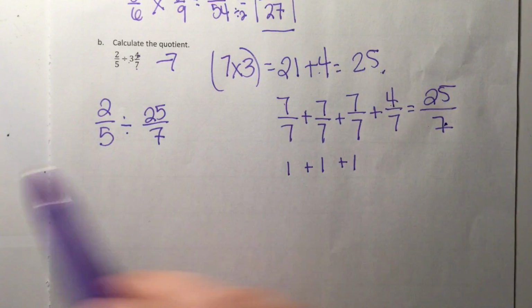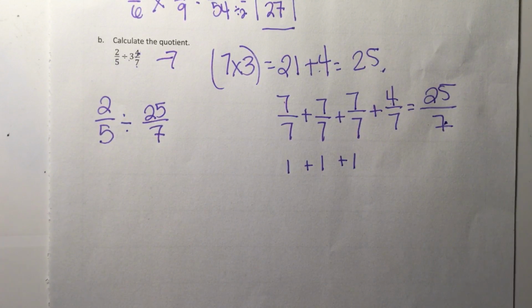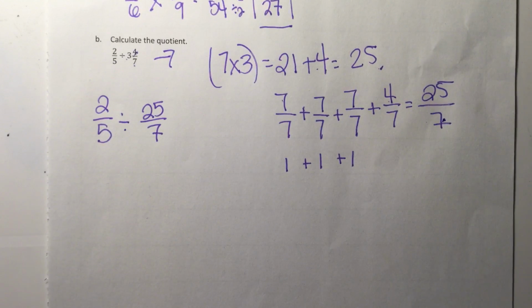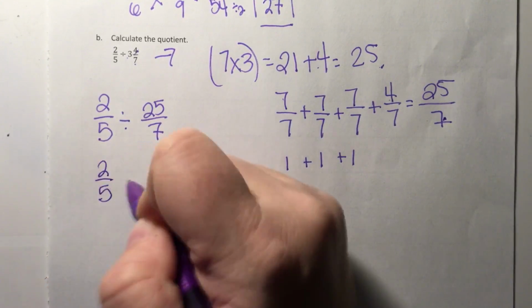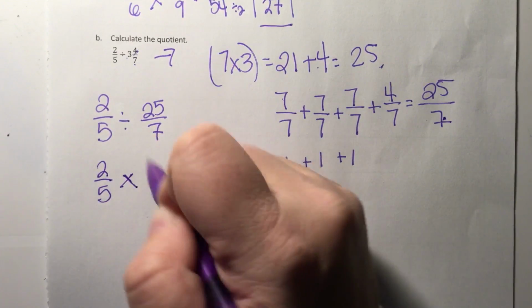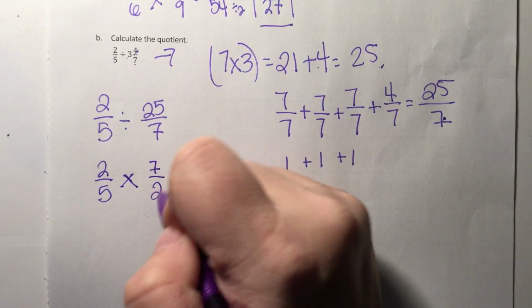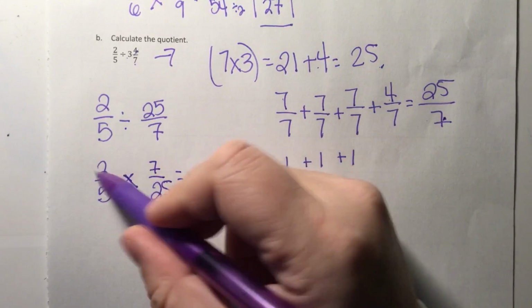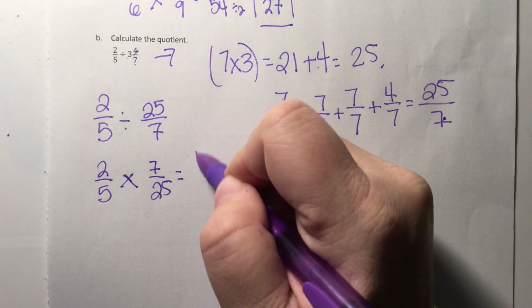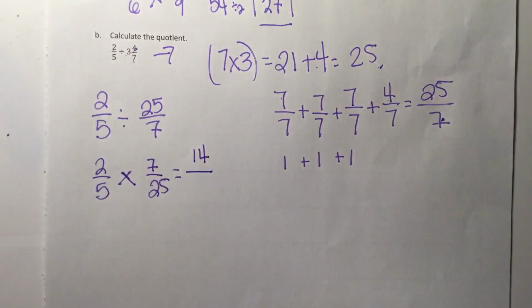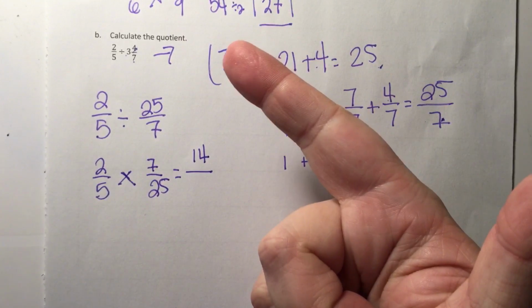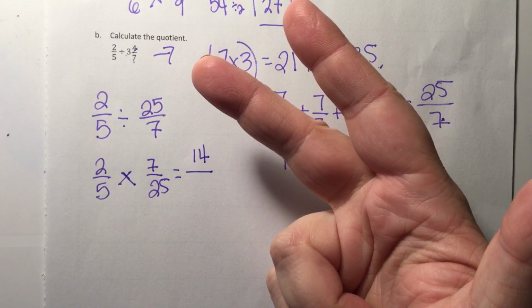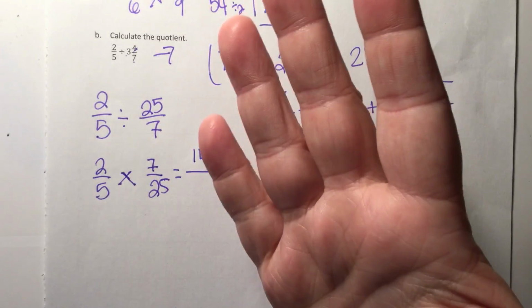You will need your calculator on this one, guys. I guarantee it. So we have 2 over 5 divided by 25 over 7, which we keep our first, change our sign, flip our second. Oh, I actually can do this one. 7 times 2. And 5 times 25, let's count by 25s: 25, 50, 75, 100, 125.